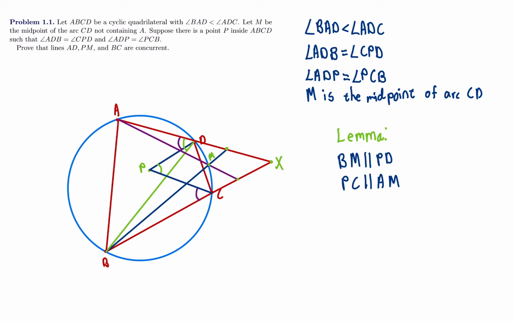Suppose that there is a point P inside ABCD such that angle ADB is equal to angle CPD and angle ADP is equal to angle PCB. Prove that lines AD, PM, BC are concurrent.